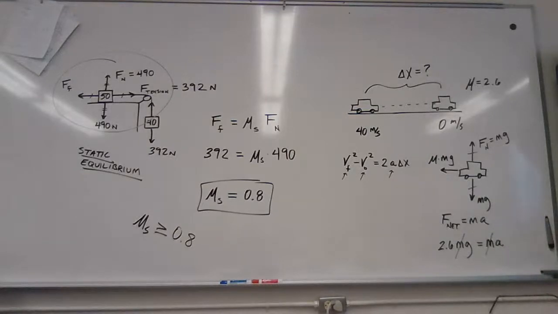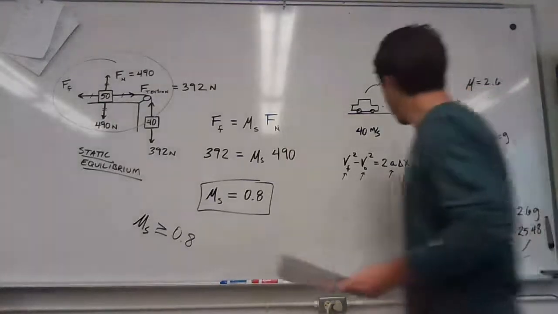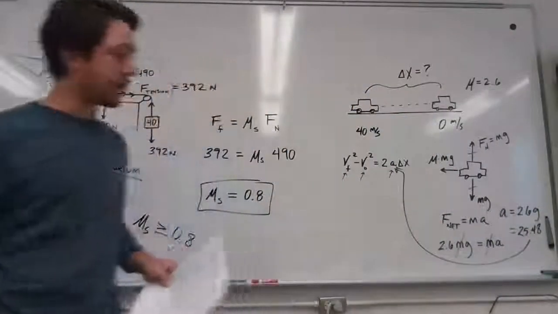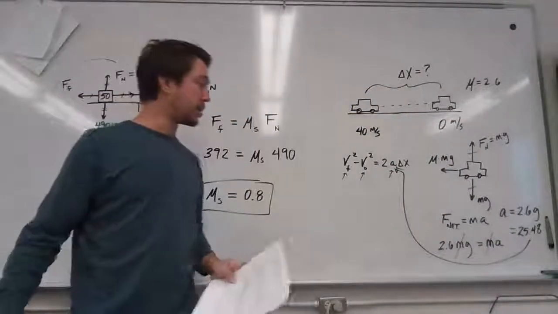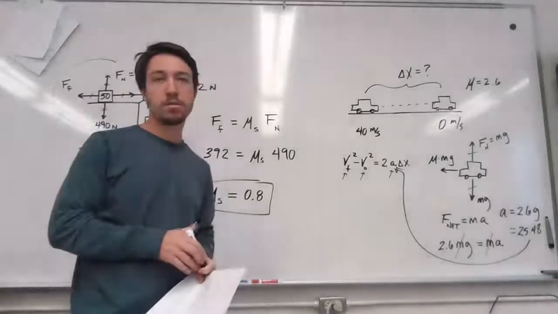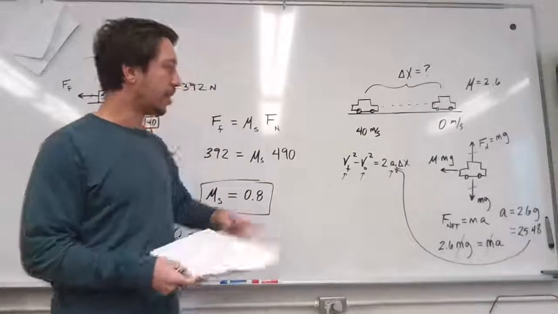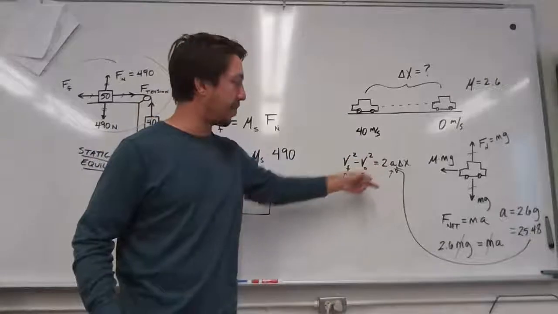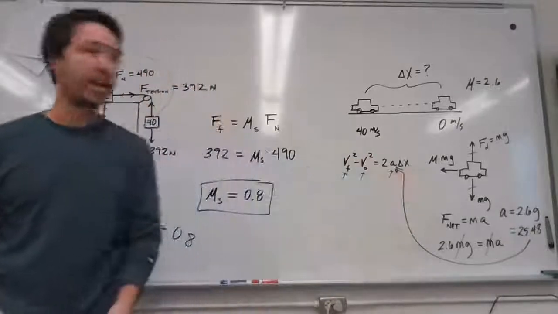The mass canceled out. So the acceleration of the car is really just 2.6 times g, which is, what does Mr. Quackulator say? 25.48. So then all you have to do is plug that into the a in this equation, and you'll get 40 squared divided by 2 divided by 25.48.